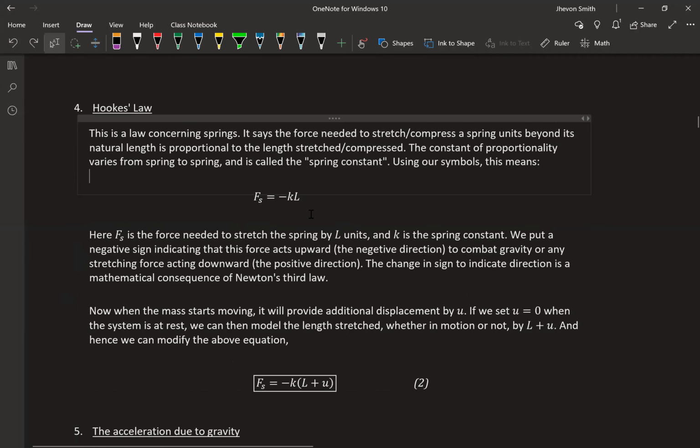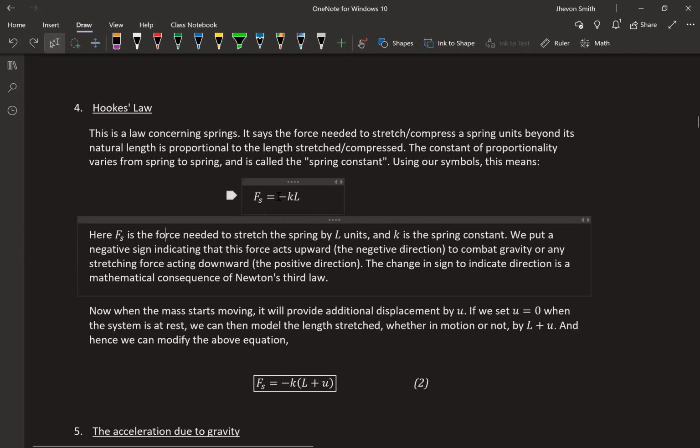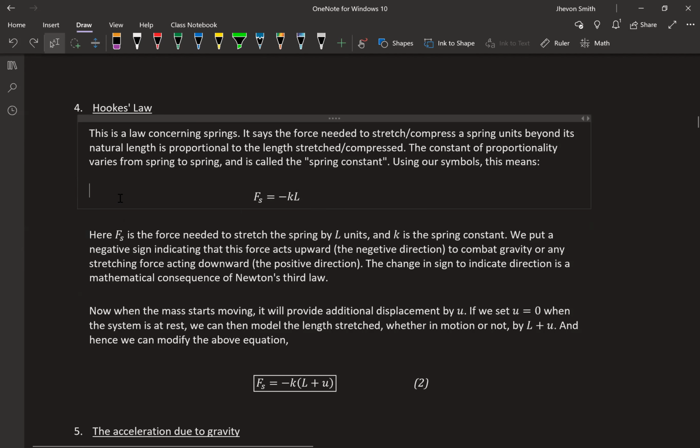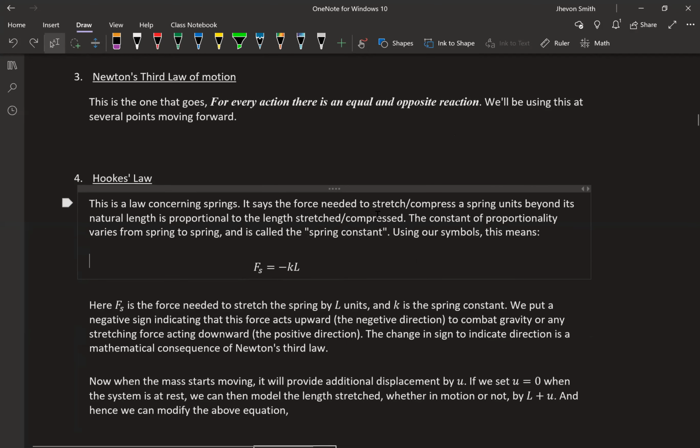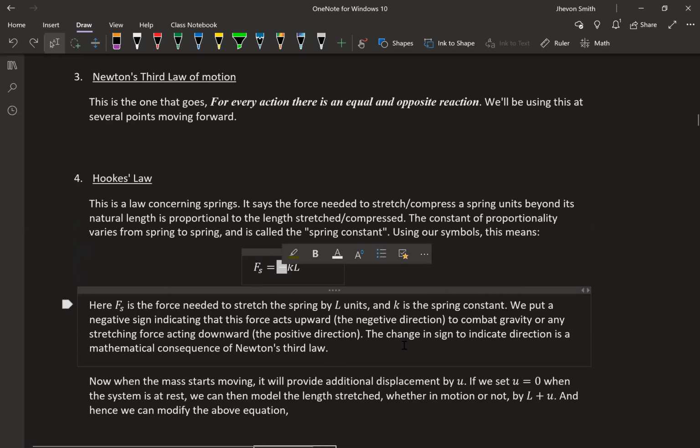Using our notation here, big L was the extra that the mass stretched the spring. Fs is what I'm using for the force to stretch that spring, and I put a minus here because, again, we're thinking of the negative direction as being up. So if the weight of the mass is pulling down, the spring is going to resist that force because of Newton's third law, because every action has an equal and opposite reaction. The mass is pulling the spring down, so the spring is going to exert a force up, which is the negative direction. And so that's why it's negative Kx here.